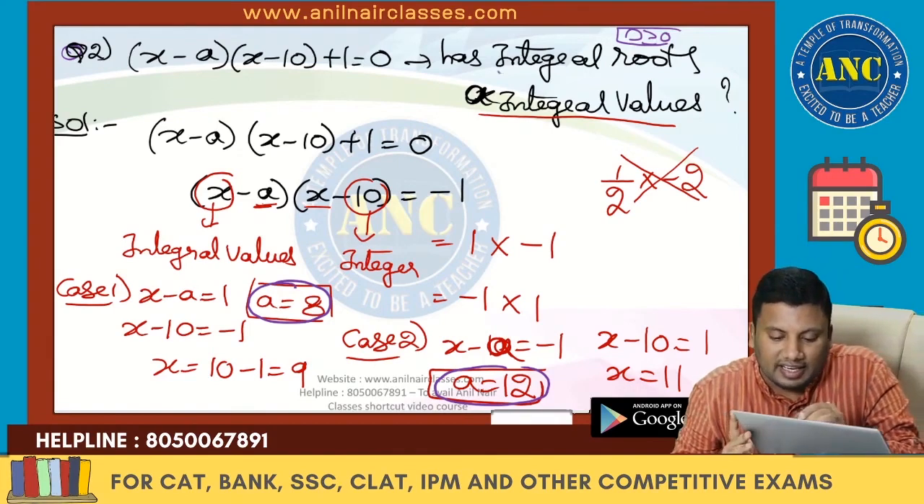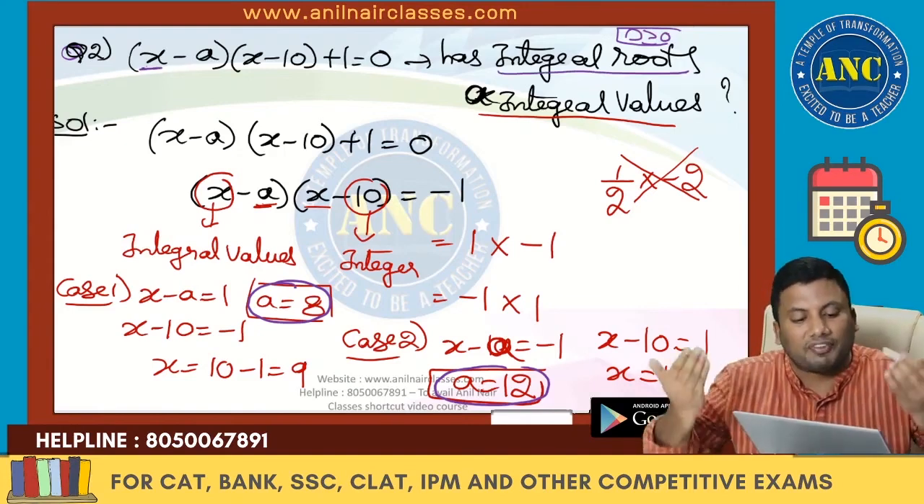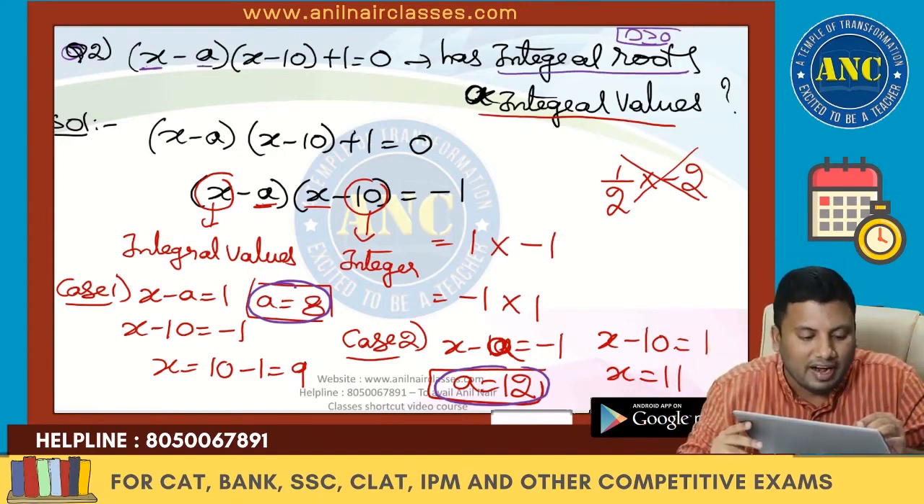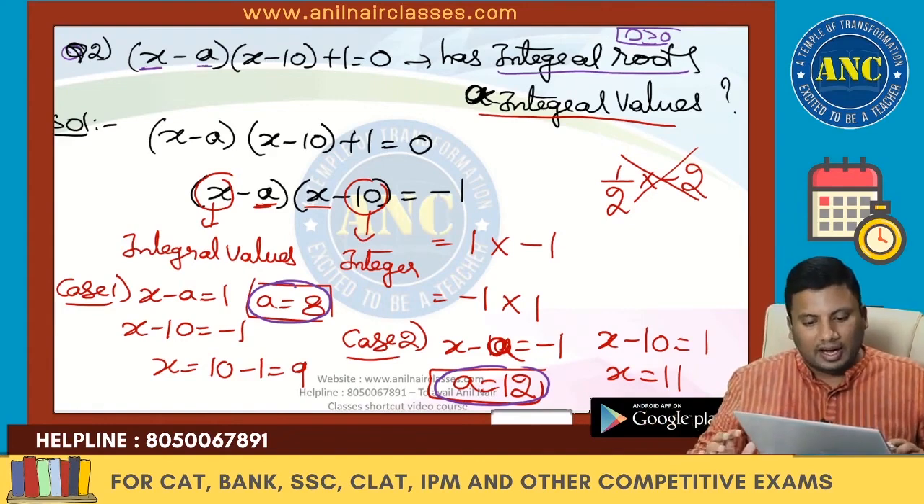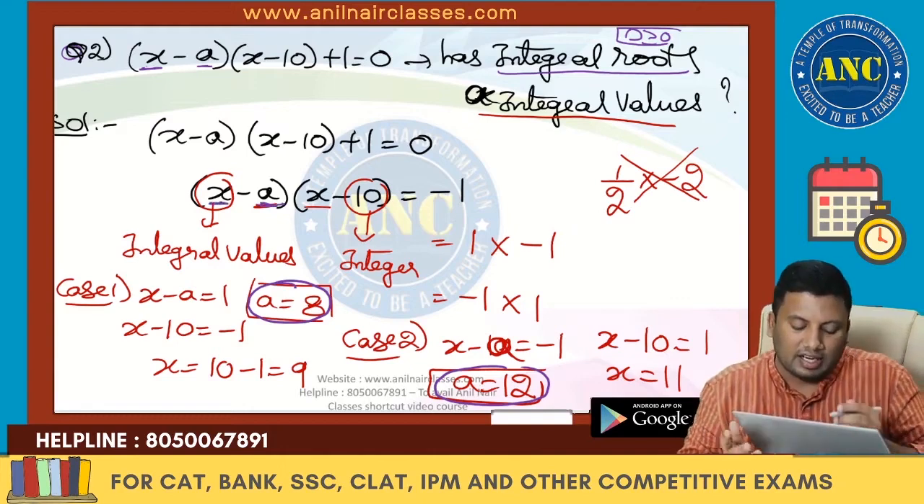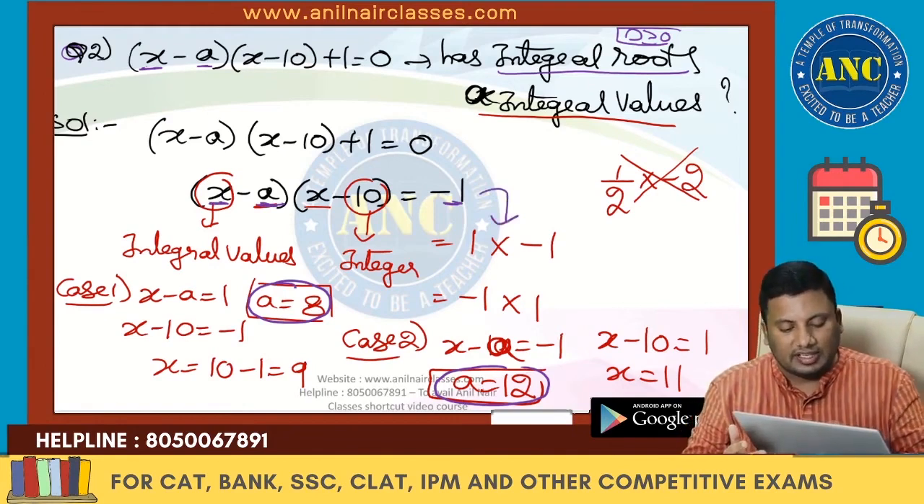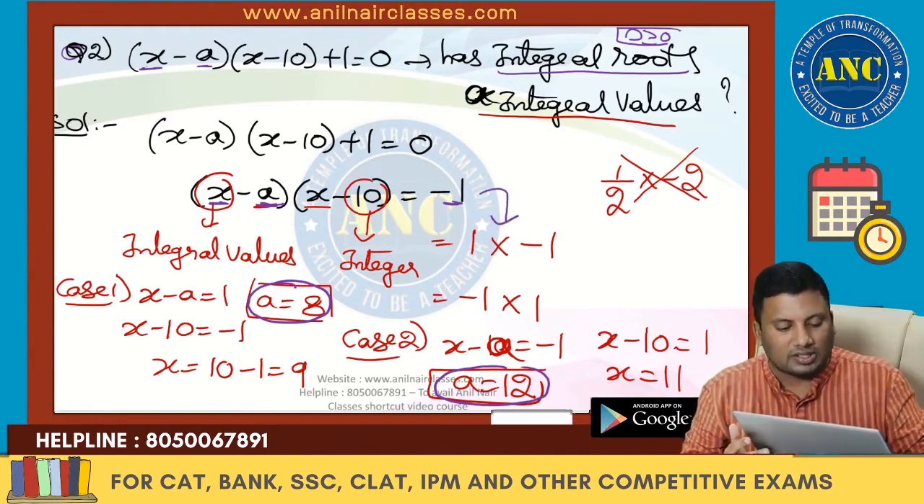He said it is an integral root. That means x will take an integer. He is asking for what integral values of a this equation will have integral roots. a is an integer, x is an integer. Obviously minus 1 should be written as a product of two integers, 1 into minus 1 or minus 1 into 1.